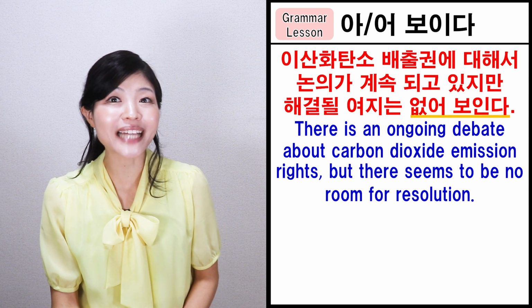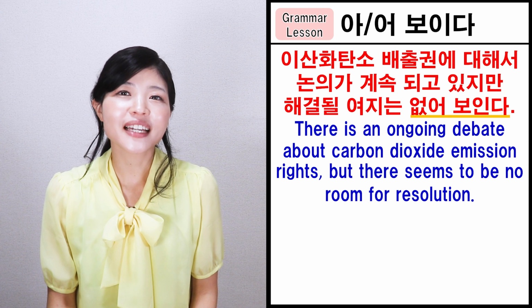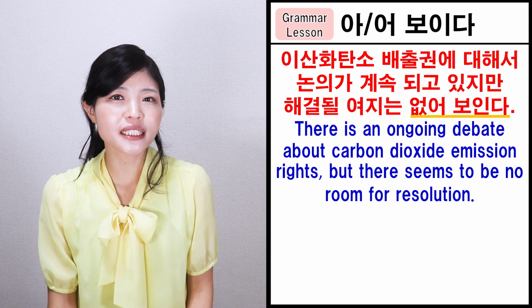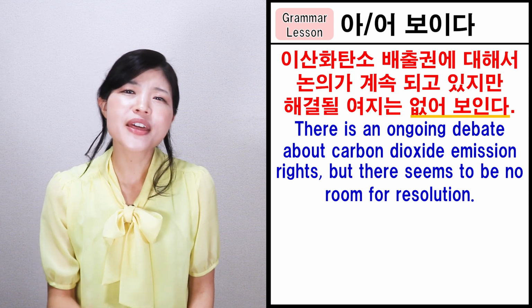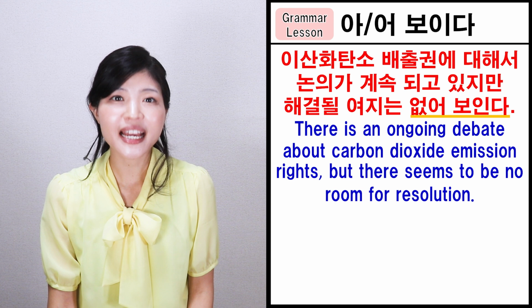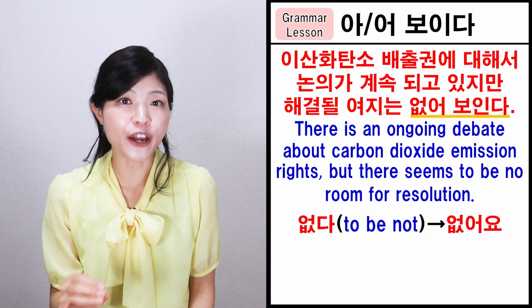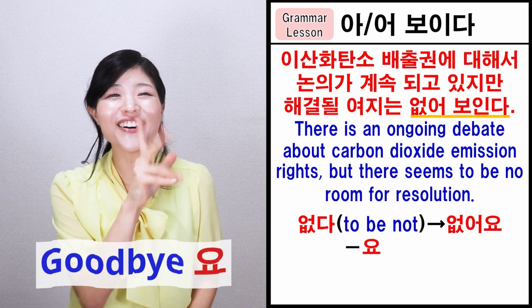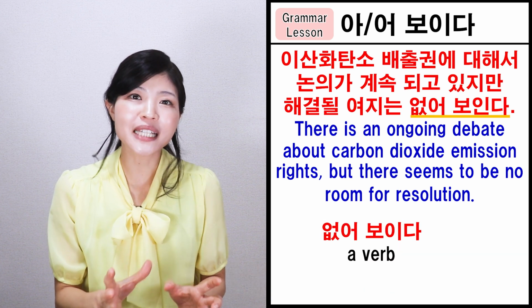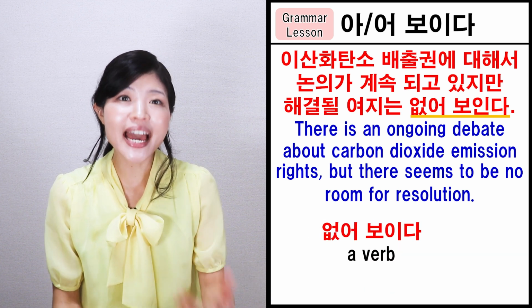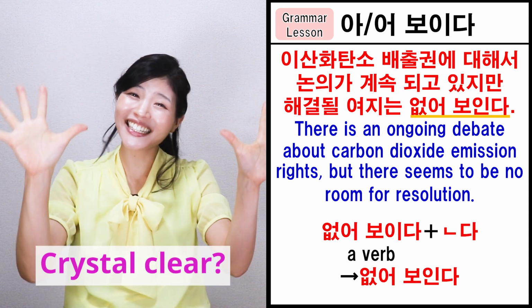Next, I prepared an example sentence like the news. 이산화탄소 배출권에 대해서 논의가 계속되고 있지만 해결될 여지는 없어 보인다. There is an ongoing debate about carbon dioxide emission rights, but there seems to be no room for resolution. Here, 없다 is to be not. The 요 form of 없다 is 없어요. So you remove your 요, goodbye, and attach 보이다 to make 없어 보이다, seem to be no. 없어 보이다 is a verb. Since it comes at the end of the sentence, you attach -ㄴ다 to make 없어 보인다. Crystal clear? Quiz!